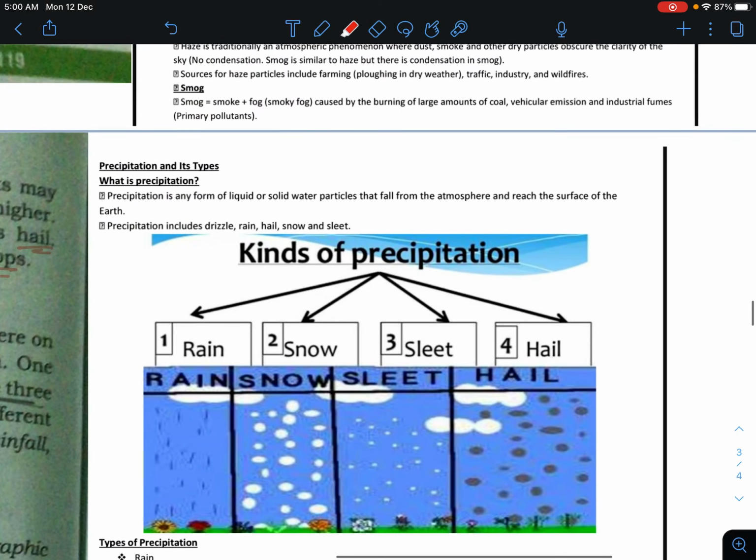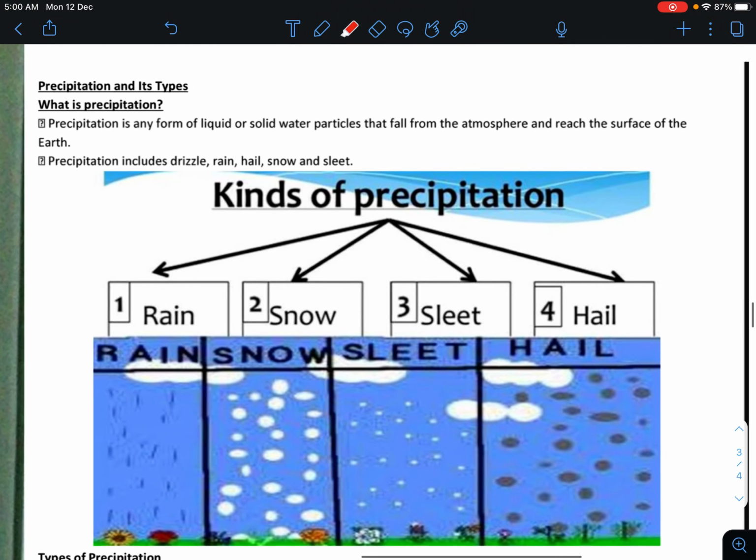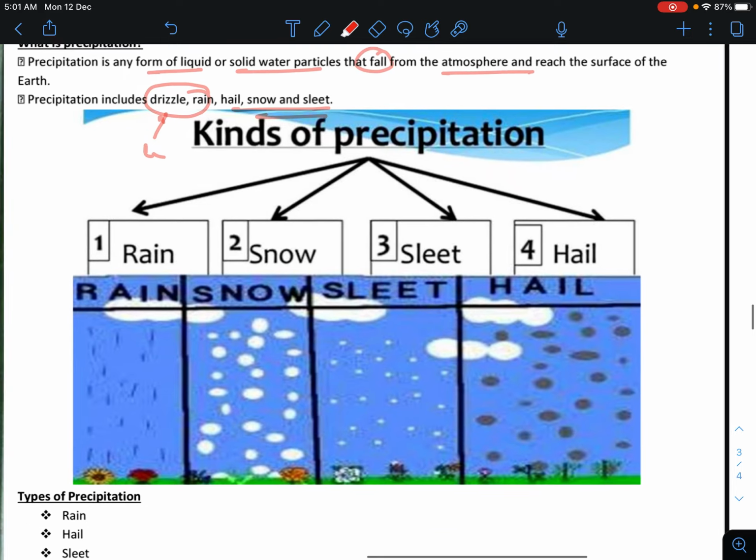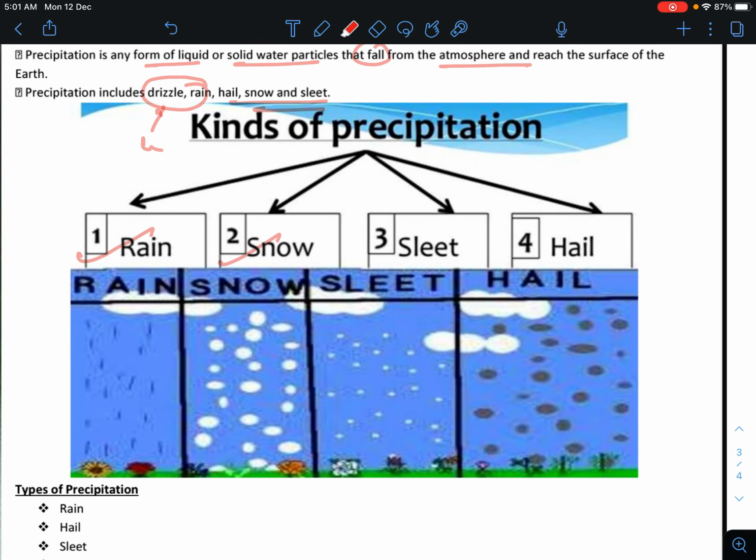Okay. Now please go through this slide. What is precipitation? We already know that precipitation is any form of liquid or solid particle that falls from the atmosphere and reaches the earth's surface. So from here we can conclude that it is the release of something from the atmosphere that reaches the earth's surface. The forms of precipitation are divided into two parts: rain and drizzle come under the liquid state, and the rest come under the solid state. Okay, so the kinds of precipitation we will see are rain, snow, sleet and hail.